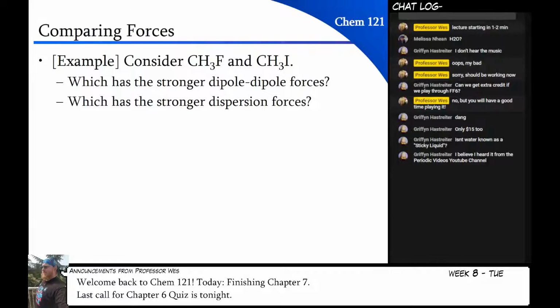All right. In order to figure out which one has the stronger dipole forces, you've got to draw the Lewis structures for them. So we'll do that. So there's CH3I. I don't know why I drew that one first. That's okay. And there's CH3F. So if I wanted to figure out which of these was polar and which one was nonpolar, I'd have to go look up their electronegativity.